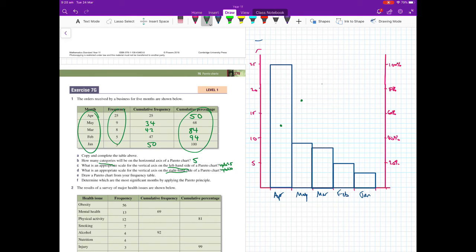Once you've got all of your points, you are connecting them by straight lines in order to get that beautiful line graph in for your cumulative frequency.